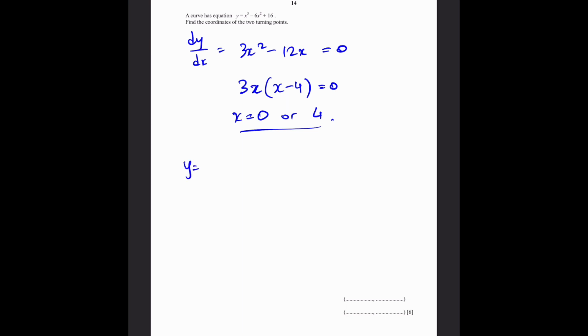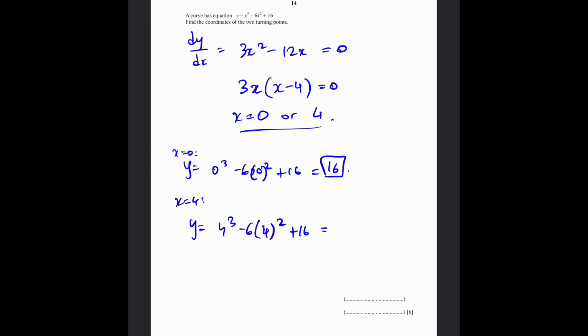Now the y value when x is equal to 0, so y is equal to 0 cubed minus 6 times 0 squared plus 16, and that's simply 16. Now when x is equal to 4, the y value is going to be 4 cubed minus 6 times 4 squared plus 16, which is negative 16. And that's pretty much it. So the coordinates are going to be 0, 16 and 4, minus 16. That's our answer.